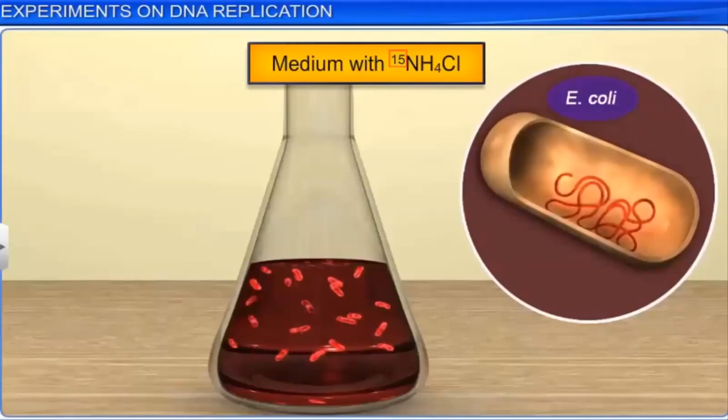Now what he did was take this E. coli and grow it in a nutritive medium in which the nitrogen is N15, a type of isotope of nitrogen, in the form of NH4Cl. E. coli was grown there. N15 is a heavy isotope of nitrogen, but it is not radioactive.